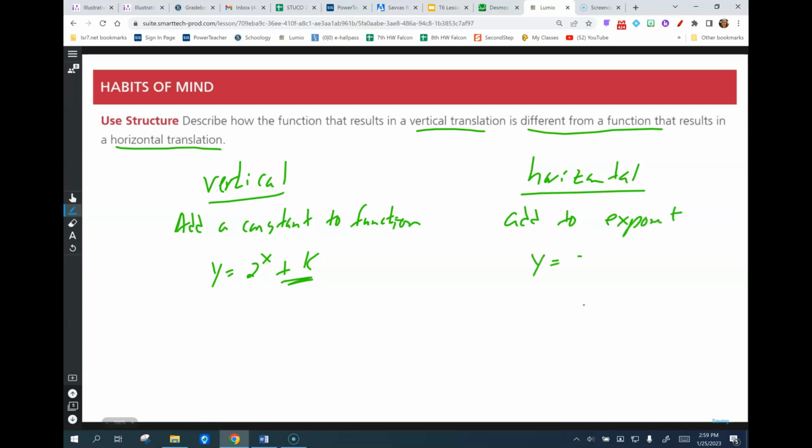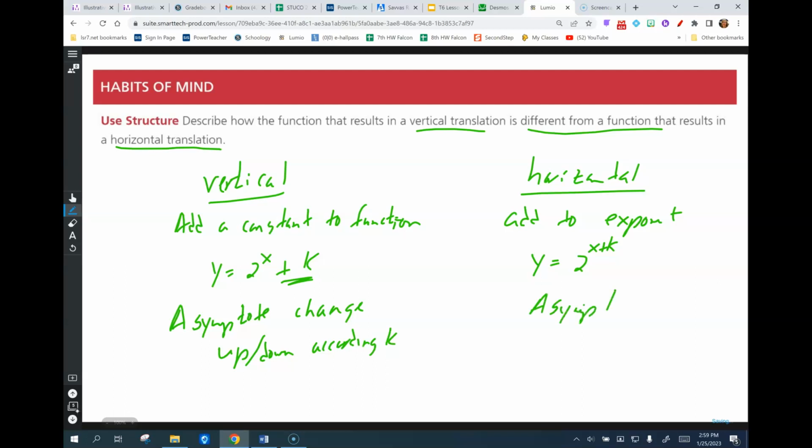So it's y is equal to 2 to the x plus k up here in the exponent. Here my asymptote is going to change, and it changes up and down according to k. Here my asymptote does not change. And I know I've said this many times, but I think if we write it out one more time.